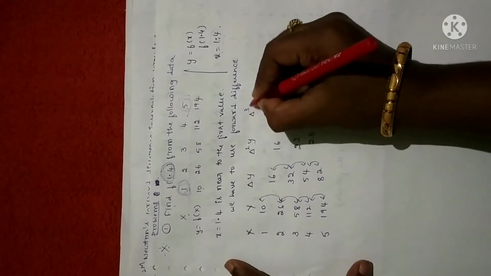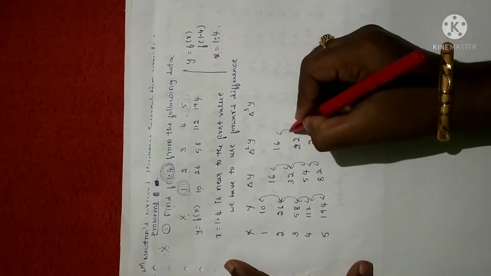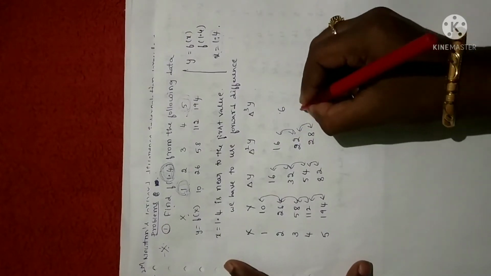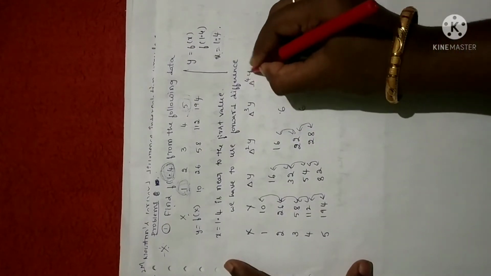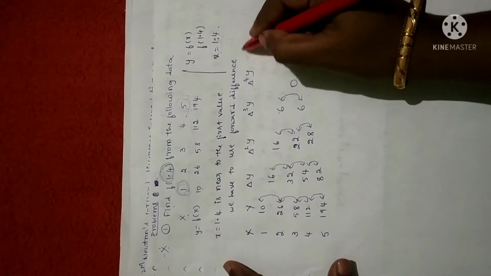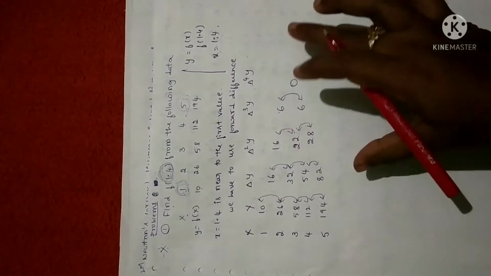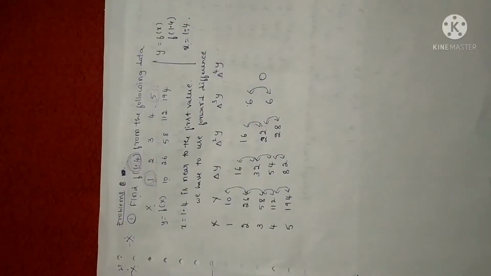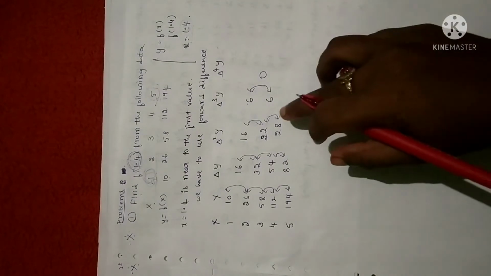Next, the third forward difference, delta cube y: 22 minus 16 is 6, and 28 minus 22 is again 6. The fourth forward difference is 6 minus 6, obviously 0. We cannot continue further because we don't have any value to continue. So this is the forward difference table that I have constructed.